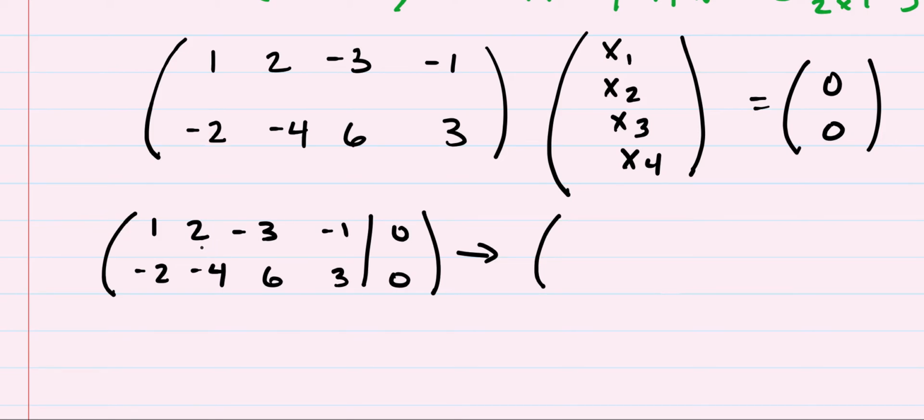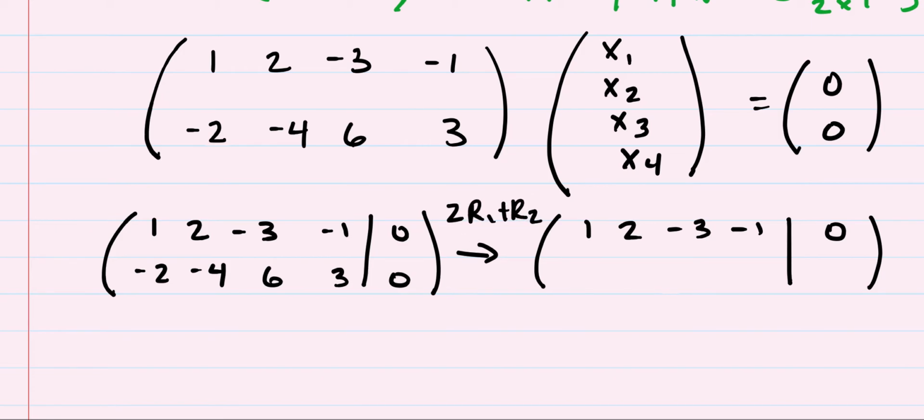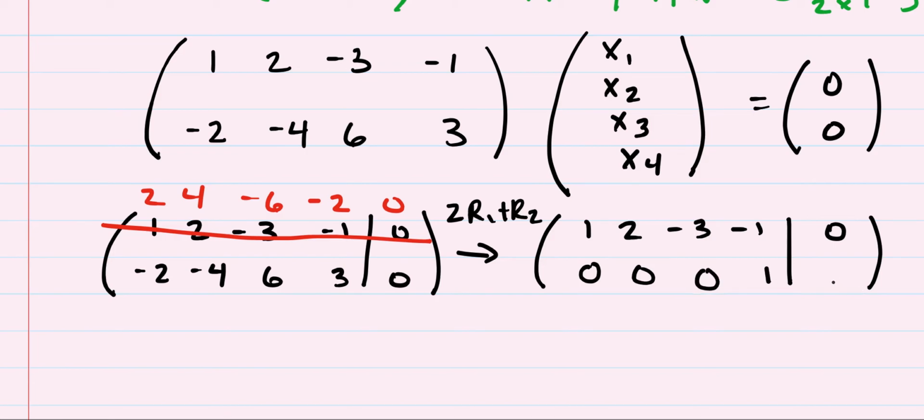Okay, so how can we do that? Well, I'm going to leave this top row alone, and I'm going to multiply the first row by 2 and add it to the second row. So we'll get 2, 4, -6, -2, 0. And I'll be left with 0, 0, 0, 1, 0.